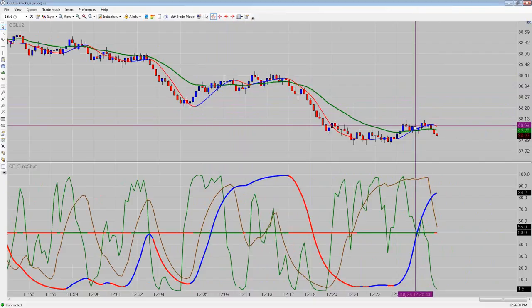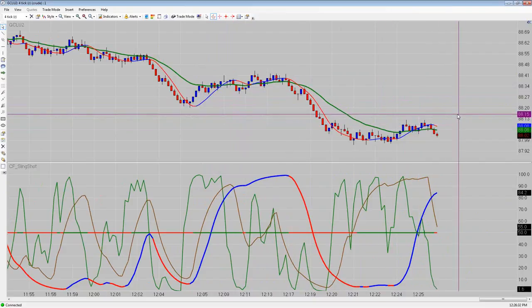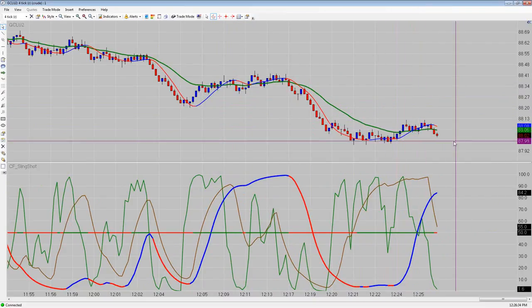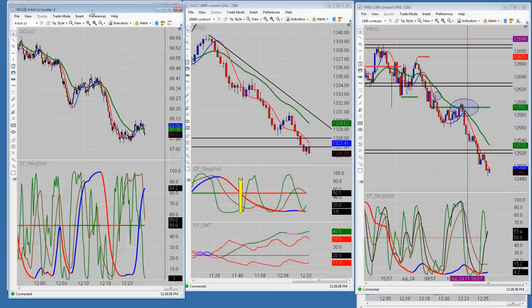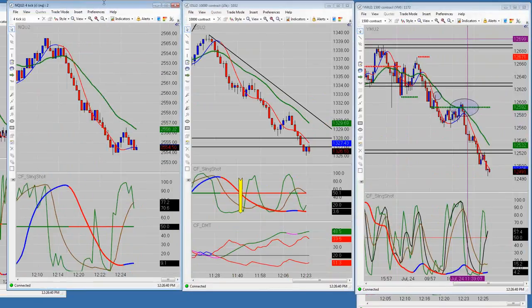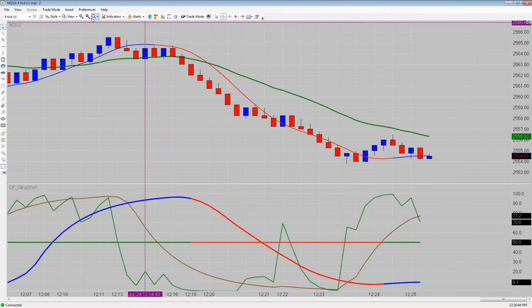We didn't really have any opportunities to take the trade, but it did move down in there. Alright, that was crude oil this morning. Now, let's cover the NQ next. The setups are the same exact thing here on the NQ.